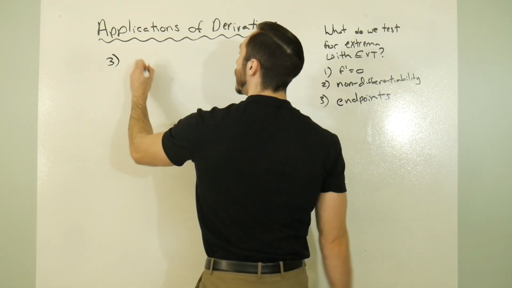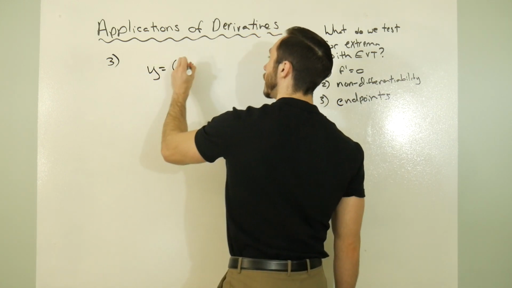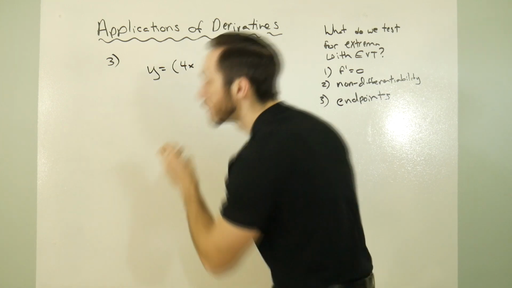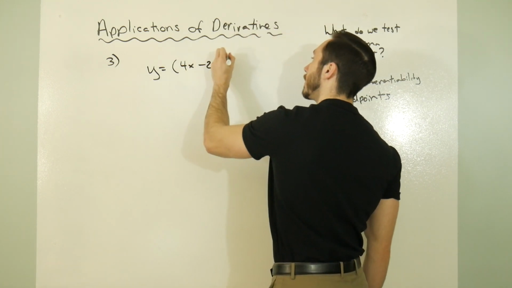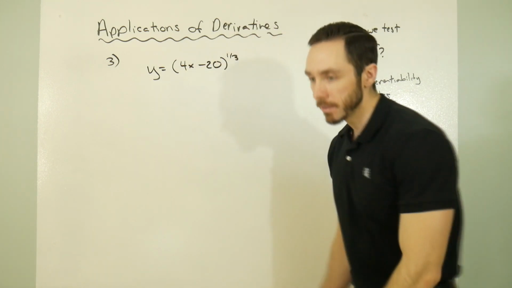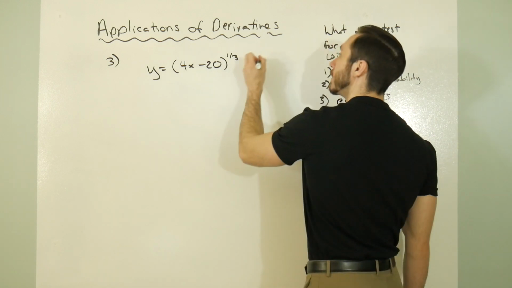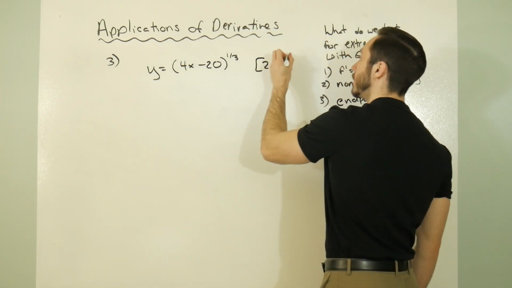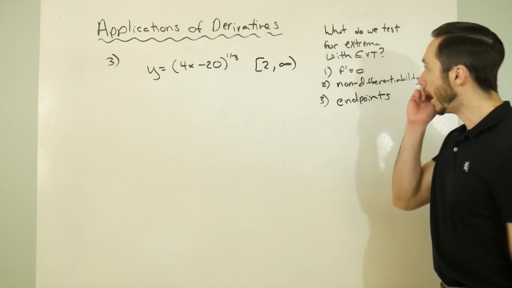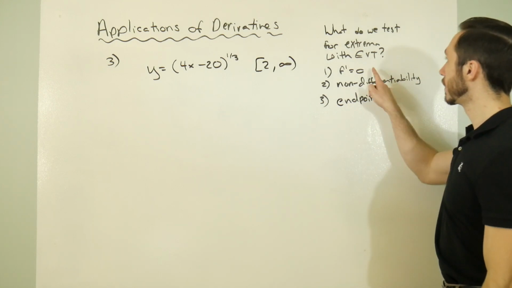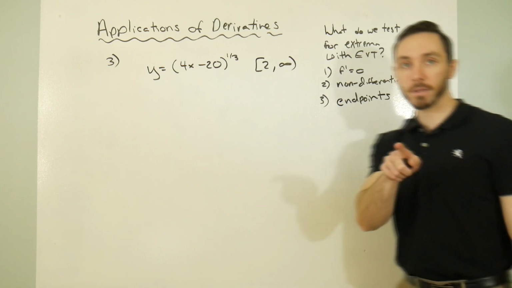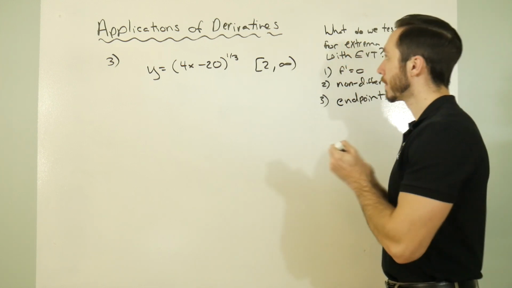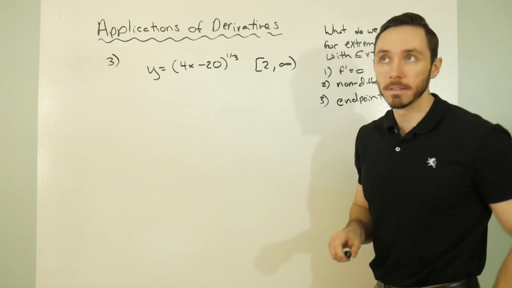Y is equal to quantity of 4x minus 20, and this is all to the 1/3 power. All right, I can already see where an issue is going to come into play, and this is from 2 onwards to infinity. All right, so first off, I cannot use EVT here. We are not guaranteed extrema in this problem.